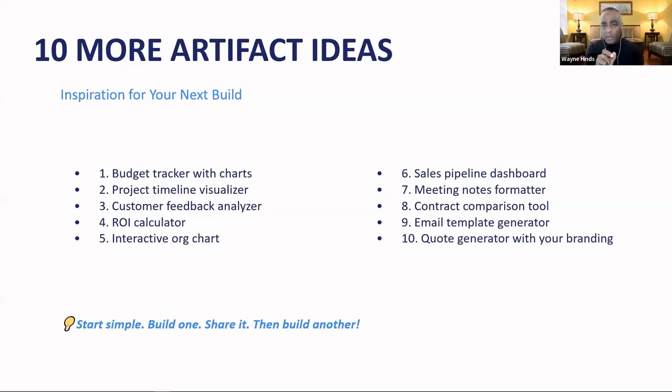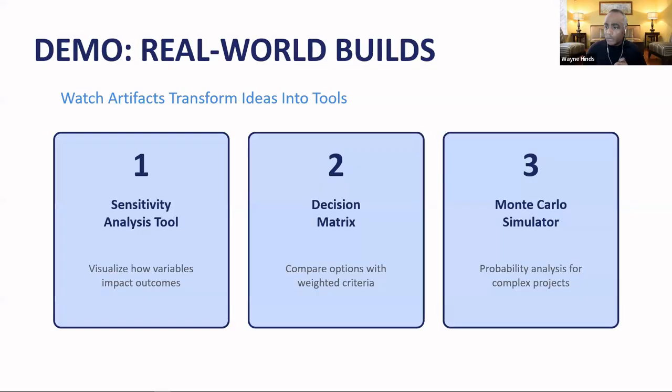That's what that sliding bar was. As you start playing around with those three bars, cost, I think it was the market, how much of the market you get, you start seeing some projections. And then of course meeting note formatter, contract comparison tool, email template. I mean, there's so much you can do with these artifacts. A quote generator is a tremendous way to leverage it too. All right, let's continue on.